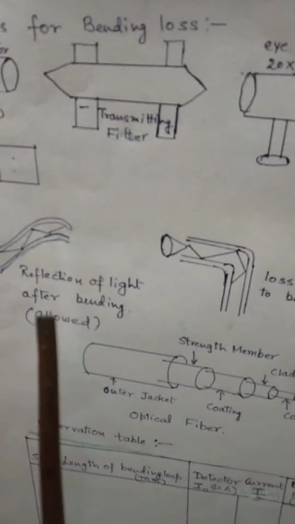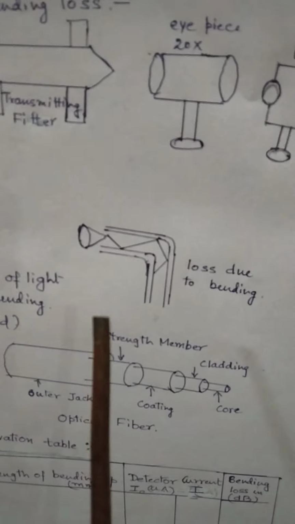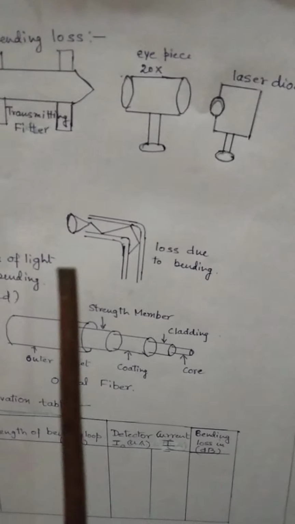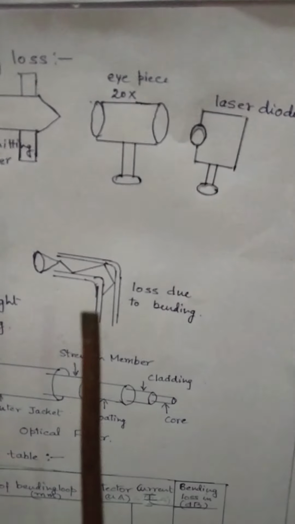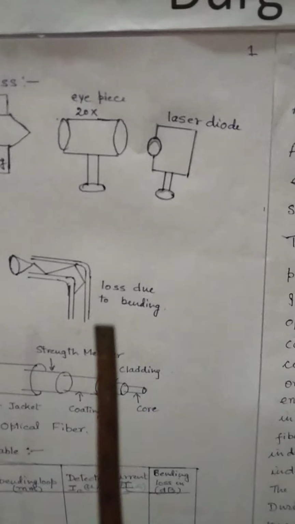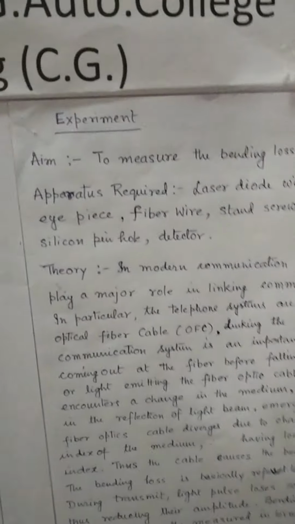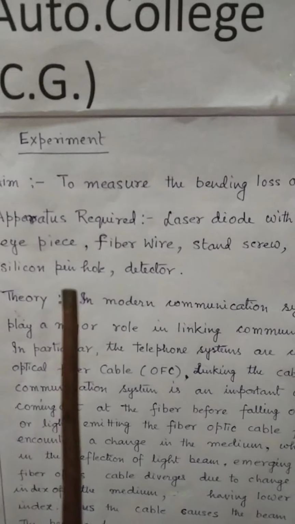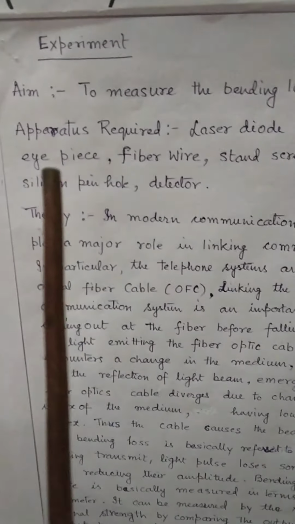It is given by the formula. It is expressed in decibels, and it is determined from the power transmitted when the optical fiber is straight, and the ratio of this to the power it transmits when it is bent. So let us start with the experimental part and the theoretical part to discuss the bending loss of optical fiber.